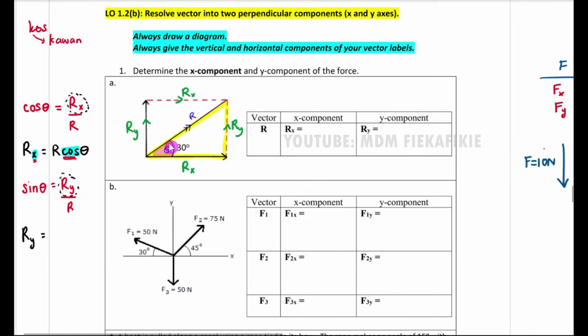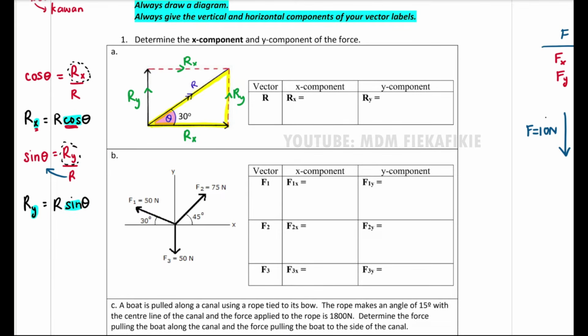Kenapa? Sebab angle ini duduk jauh daripada Y. Okay, so kita letak R sin theta. Okay, R ni buat naik atas, dia akan jadi R sin theta. So, kita nampak kat sini adalah RY, okay, dia adalah sin. Boleh? Okay. Tapi kalau kita punya angle, saya bagi satu contoh lah.